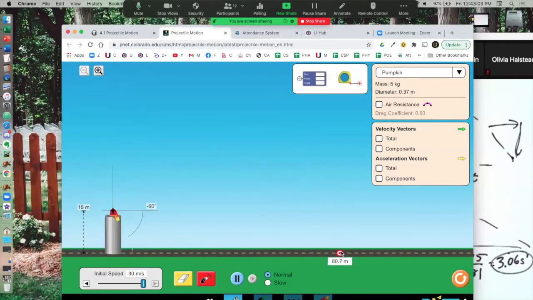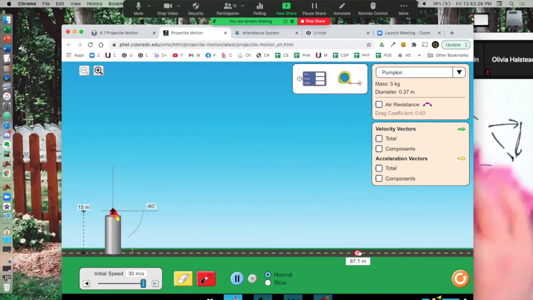Zoomed in. 87.1. There we go. Okay, it says you may have to zoom out. Calculate the 2 angles that will hit the target. Isn't this what we did yesterday? How should we do this? Didn't we do this yesterday?